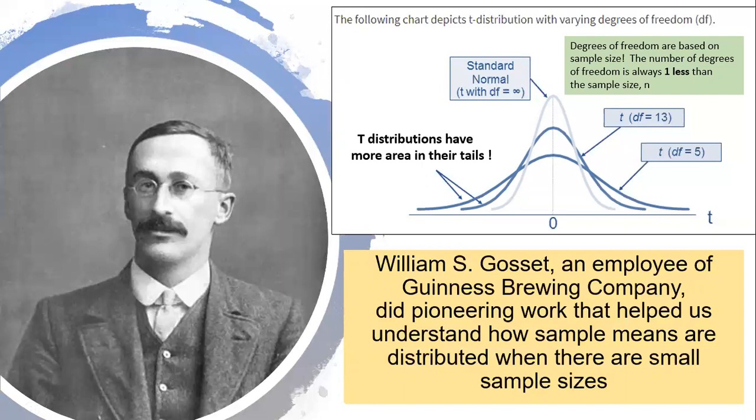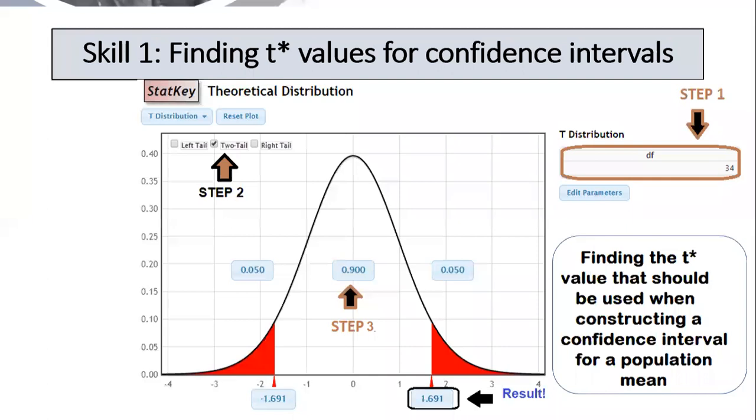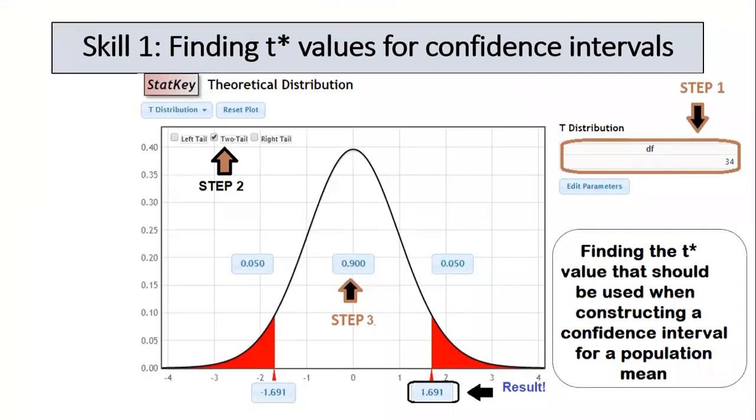Gossett was an important pioneer, and his work to help us understand the distributions of the sample means now gives us some of the tools that we need to help make sounder inferences, whether we're making confidence intervals or whether we're doing hypothesis tests. So let's look at some technology skills then.